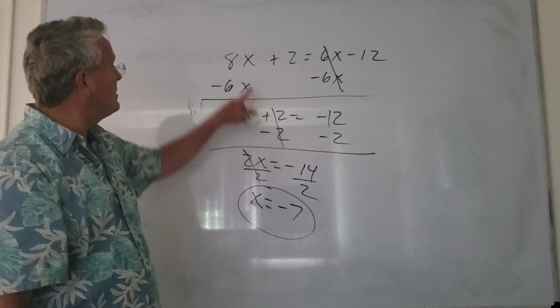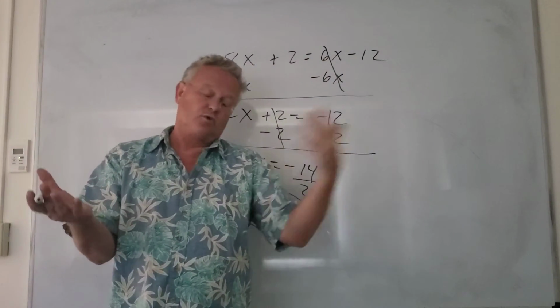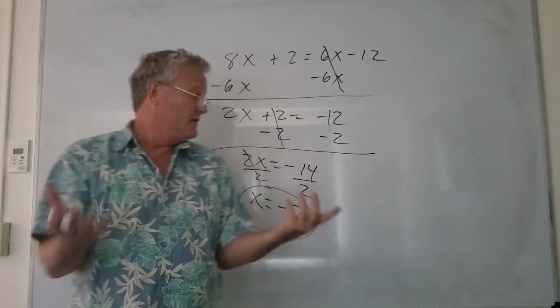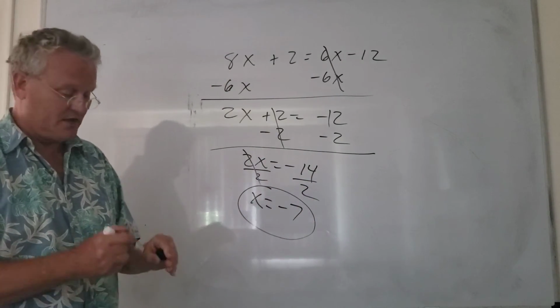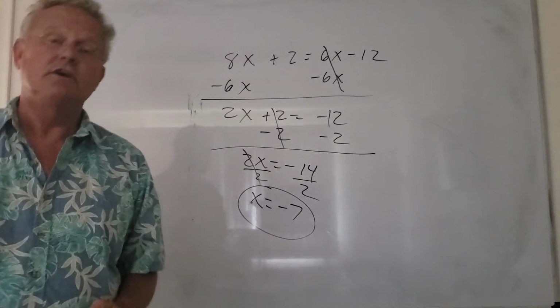You can plug in negative 7 in the original equation, like we did in the last video, and see if they're equal to each other. And if they are, then that's a check to make sure you didn't make a mistake and that it is indeed the solution.